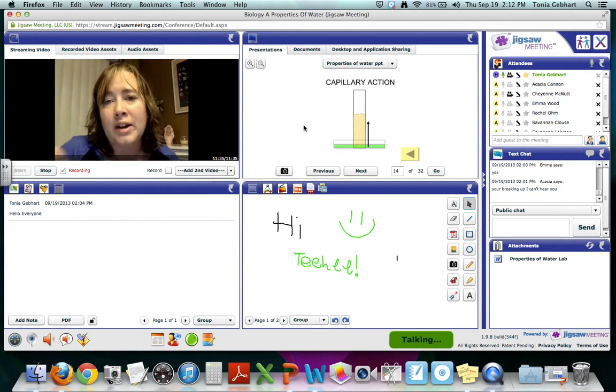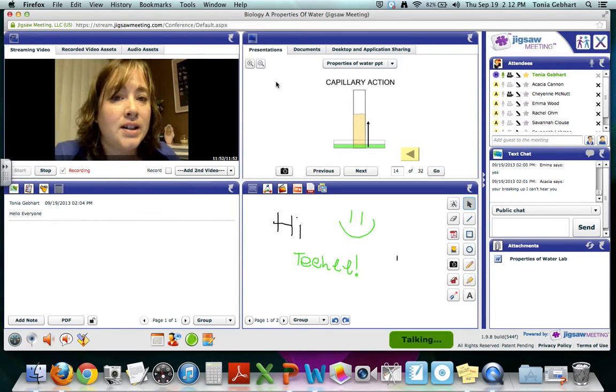Okay, so capillary action is the first one, and that is where molecules will actually cling to each other and cling to the sides of whatever substance it happens to be in, and it will travel against gravity.